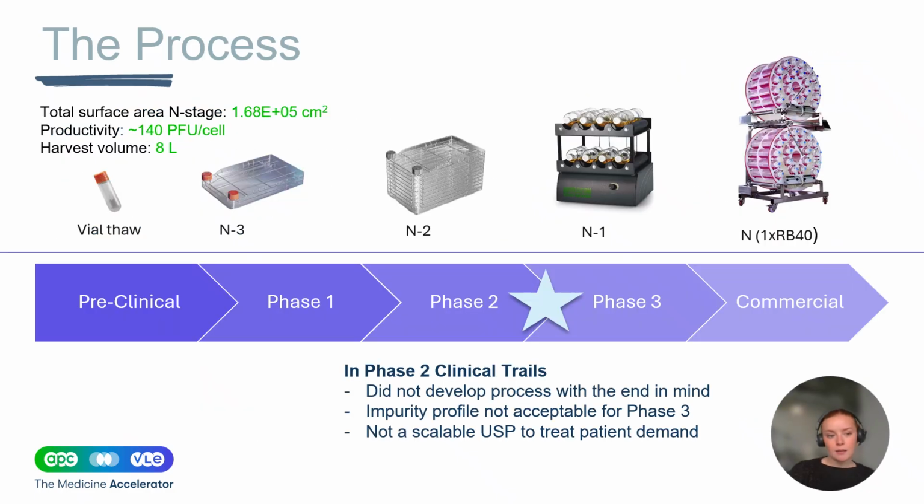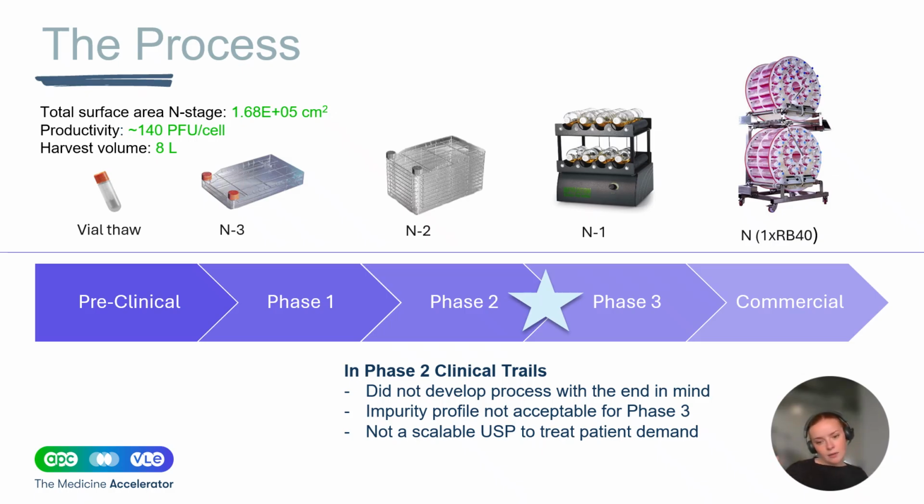And then the process was an adherent cell line process, as I said, using the HeLa cells, but this all would have been on kind of flatware. So you can see our seed train is on cell factories or cell stacks into a roller bottle process and then onto a 40 roller bottle process. The harvest volume was 8 liters, so quite a small harvest volume. And the productivity was about 140 plaque forming units per cell.